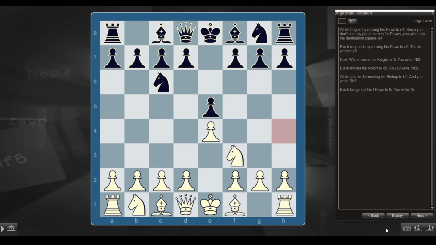Black moves his knight to C6. So you write capital N, C6. White attacks by moving his bishop to B5. And you write capital B, B5. Black brings out his F pawn to F5. You write F5.